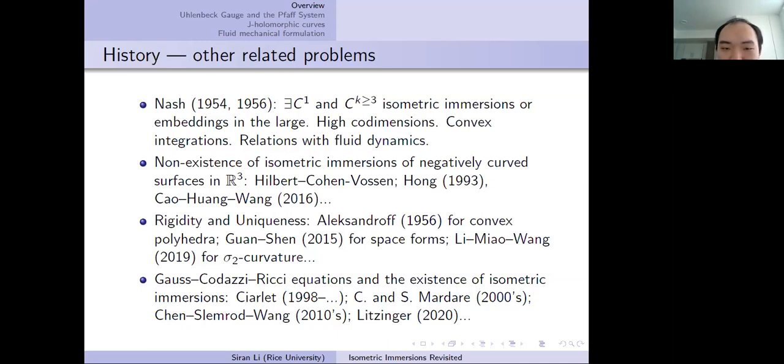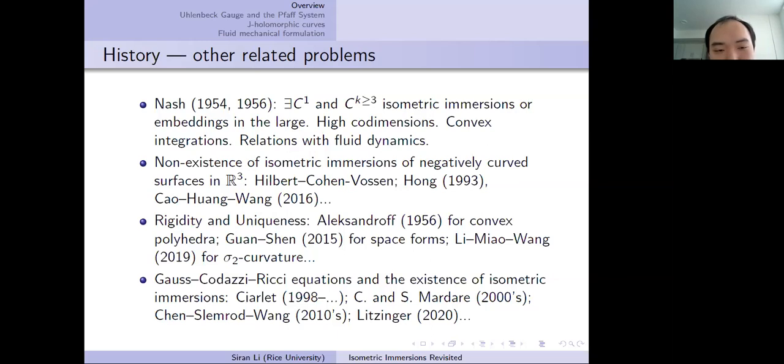As we mentioned, the C1 isometric embedding work by Nash leads to Gromov's h-principle, or in other words, convex integration. And recently, pioneered by De Lellis and Székelyhidi, it is connected to fluid dynamics, to the production of wild solutions for the Euler and Navier-Stokes equations. So these are the works by Nash.